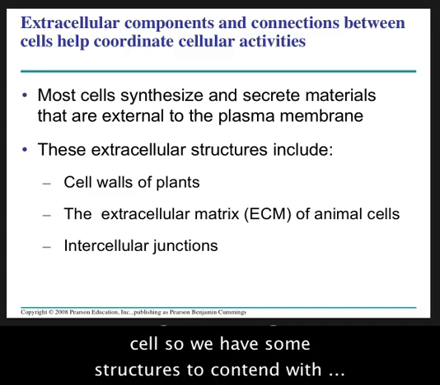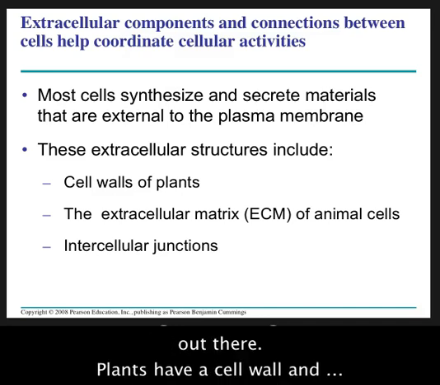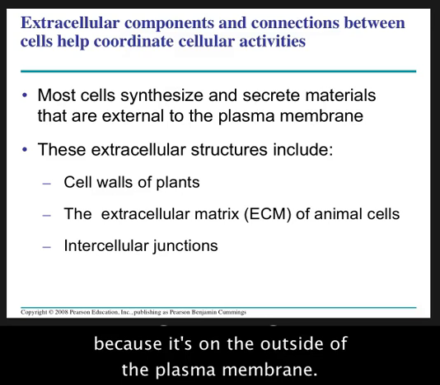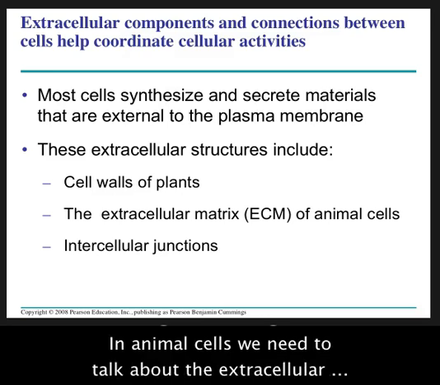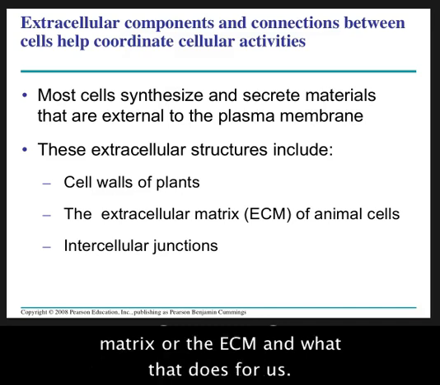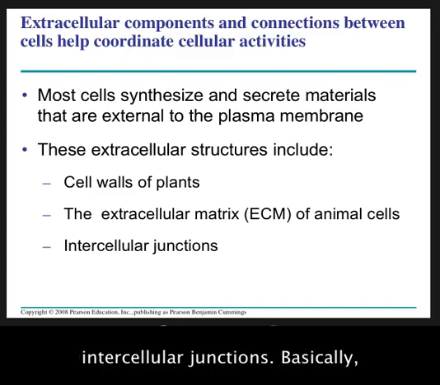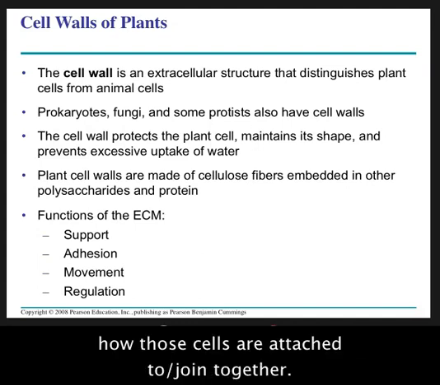In plants, we have a cell wall. Remember we said that the cell wall is technically outside the cell because it's on the outside of the plasma membrane. In animal cells, we need to talk about the extracellular matrix, or the ECM, and what that does for us. And then the third thing we're going to talk about are intercellular junctions and how those cells are attached or joined together, and what those different types of junctions will do for us. So let's start with cell walls.